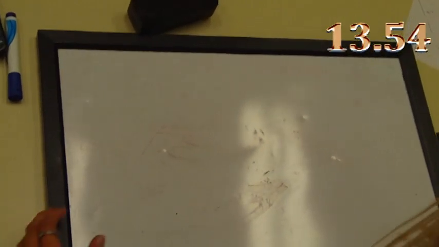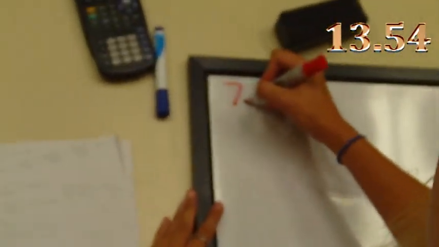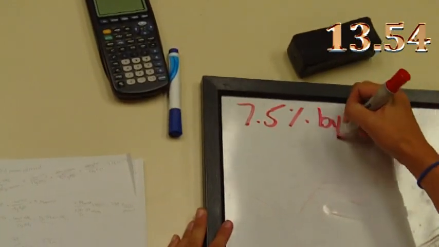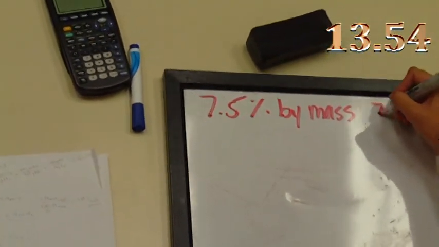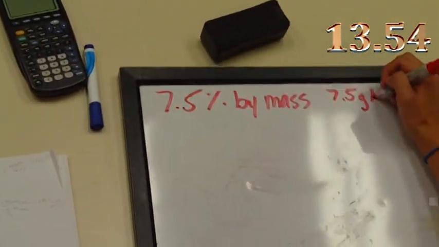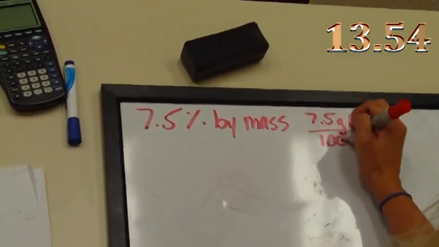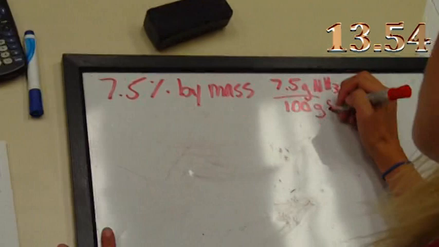Okay, talking about number 13.54. It says a solution of ammonia in water has a concentration of 7.5% by mass. It wants us to calculate the mole percent of ammonia in the solution, and then it asks what is the molal concentration of the ammonia. So what we know is that the concentration is 7.5% by mass. So we know the mass percent. So from this, we can assume that we have 7.5 grams of ammonia per 100 grams of solution.